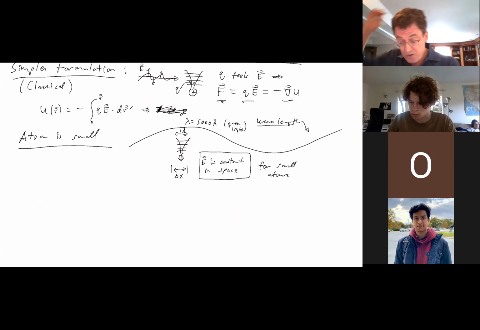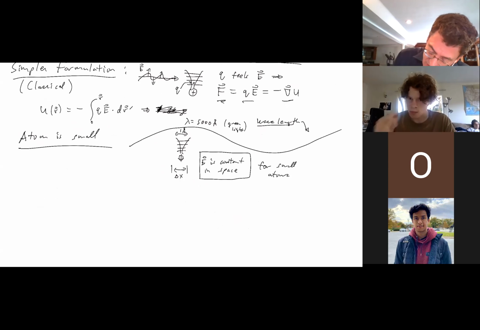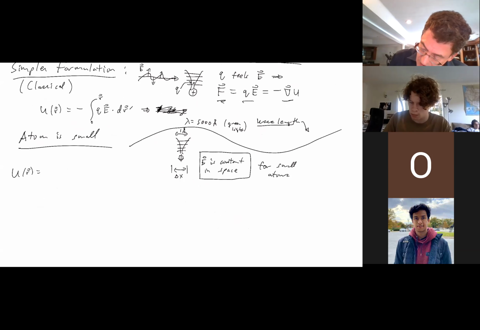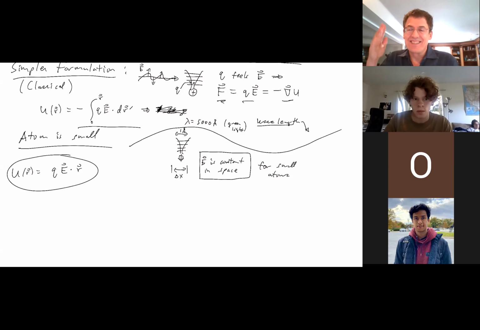So that means that if the electric field is constant in space, then I have u of r equal to this integral. But when I integrate it in space, then it's just going to be q E dot r. So simple. All right. And so that's our Hamiltonian. Isn't that easier than all those vector potentials and stuff? It's so simple.